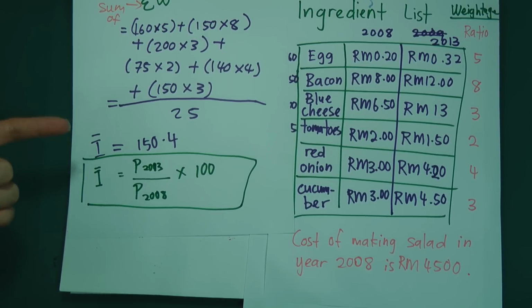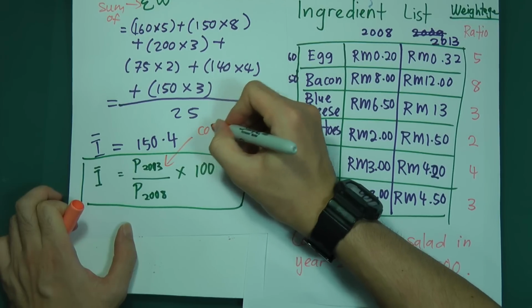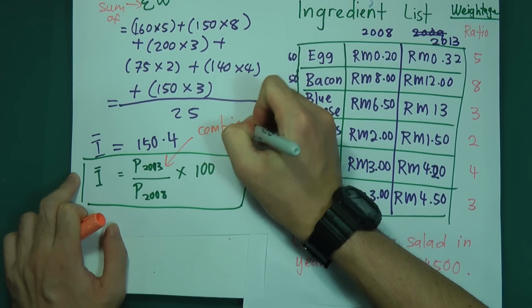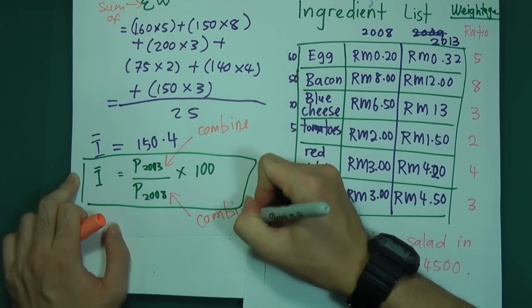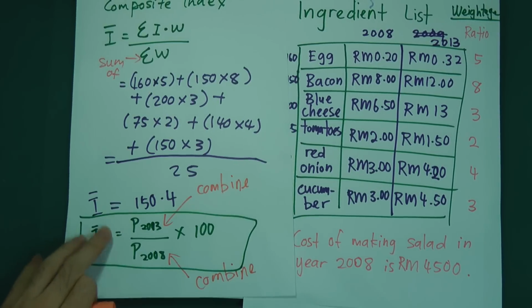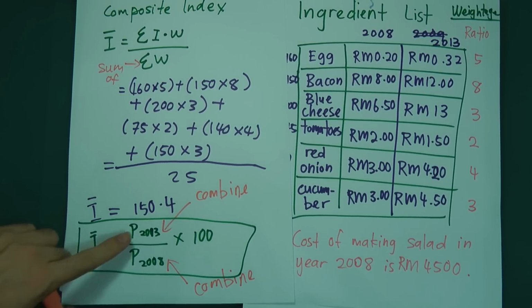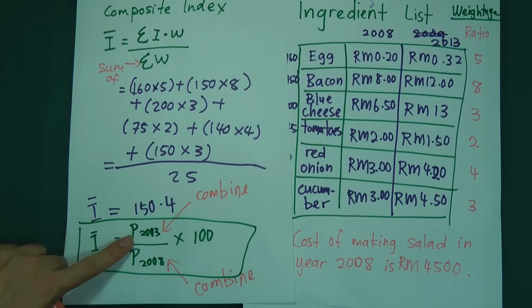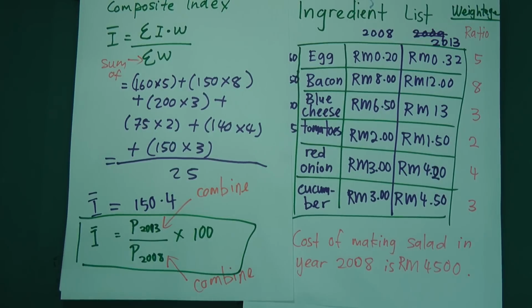But what is the difference here? The price you use should also be the combined price. Both are the combined price. You cannot choose the price for egg to put in here, or the price for blue cheese. You must choose the overall one, how much they spend overall, because this is the composite index.